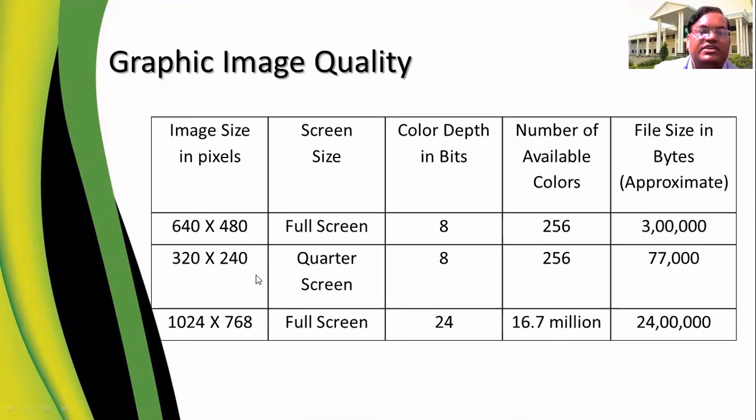And 320 x 240, quarter screen, 8-bit, 256 colors, is approximately 77 kilobytes. And 1024 x 768 full screen, 24-bit, 16.7 million colors, is approximately 2400 kilobytes, about 2.4 MB. So here you can calculate the file size with the help of the formula.